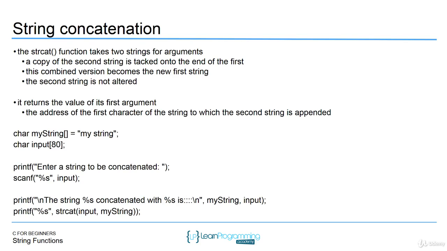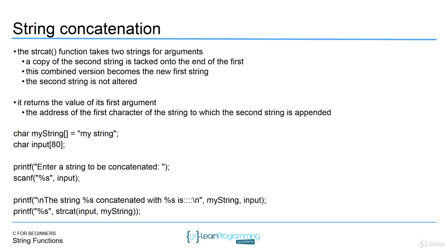So here's an example. We create a character string of my string, and it just contains my string with a null terminator. We create a character string of input, which is 80, it's empty. We say enter a string to be concatenated. We read it in, and then we concatenate it. We print out the original string followed by the concatenated string, and then the input. So after this, whatever you entered would be put at the end of my string. So if you entered Jason, it would be "my string Jason". That's what my string would be equal to, because you do a strcat on it.